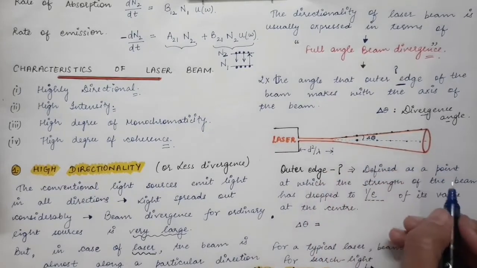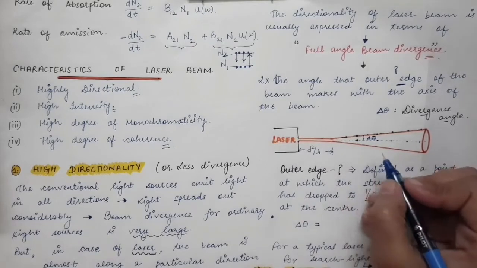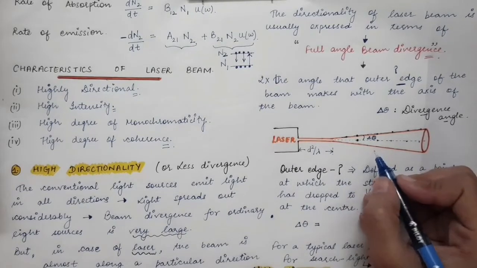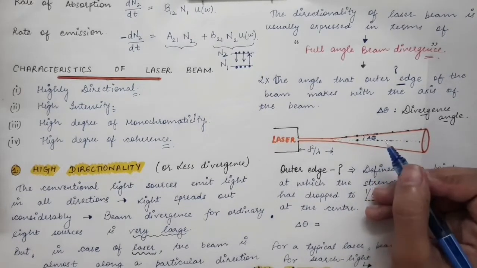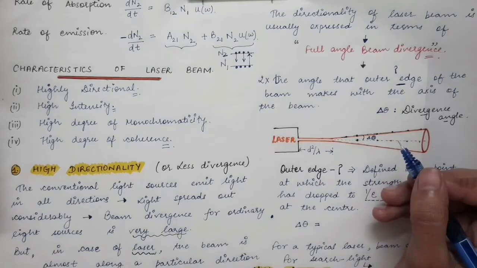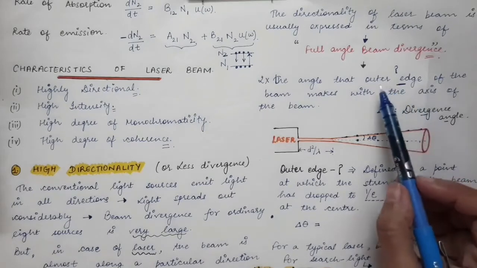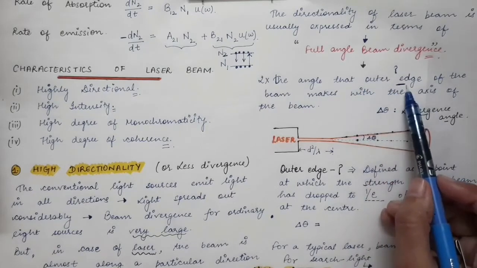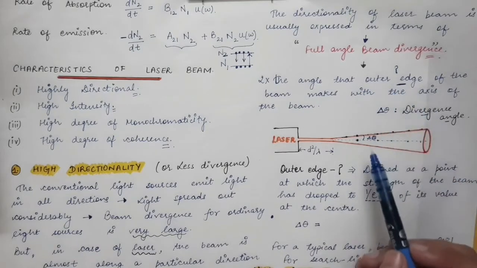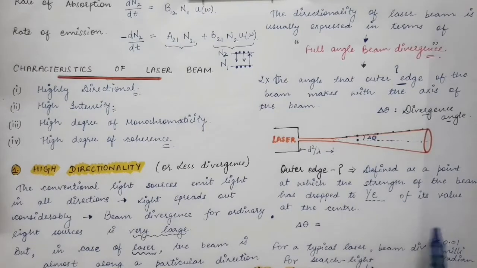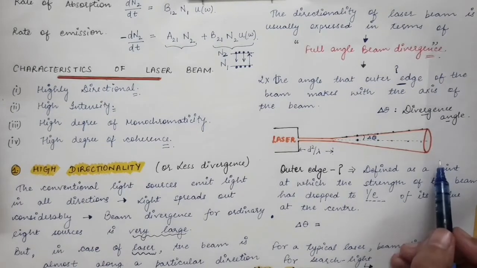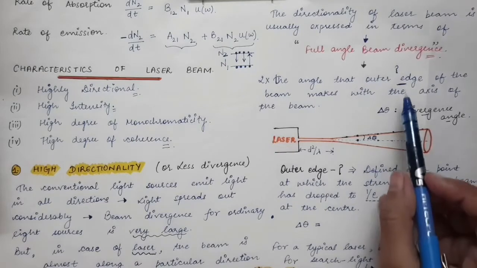So there is no sharp edge over here. We cannot define a sharp edge, that is where the intensity goes to 0. It is not possible to define a sharp edge in a laser beam. So we define an outer edge of the beam, as a point where strength goes to 1 by e of its value at the center. So that is the outer edge.